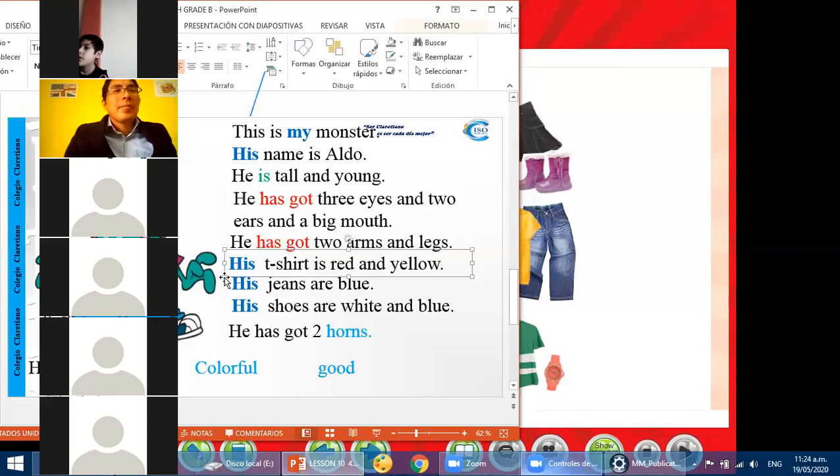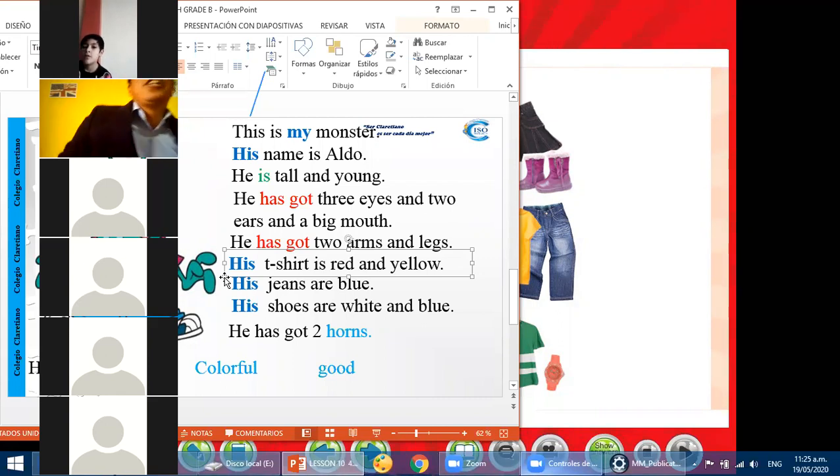This is my monster. His name is Carl. He is small and old. He has got nine eyes and two horns and five mouths. He has got two wings and three legs. He has got brown fur and five heads. Okay, thank you, Christopher. Was good. Thank you. Good.